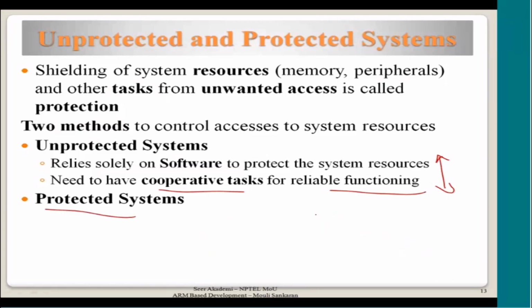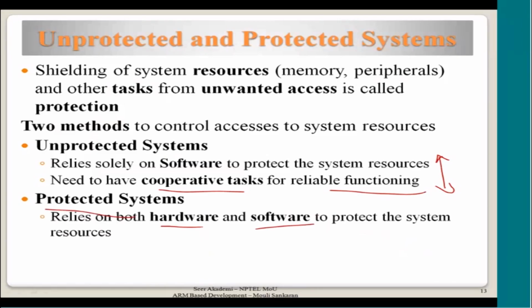Now, what is a protected system? Here, it relies on both hardware and software to protect the system resources. I'll tell you why software is also needed, because as I told you, the MPU needs to be configured first. Configured in the sense it should be enabled. It should be configured with which memory has what access, which process has its own area, and which other processes are running, what their protection mechanism is. All this needs to be programmed into the MPU.